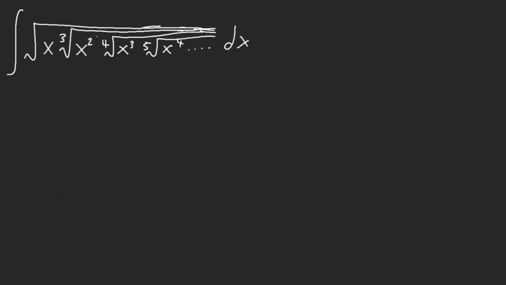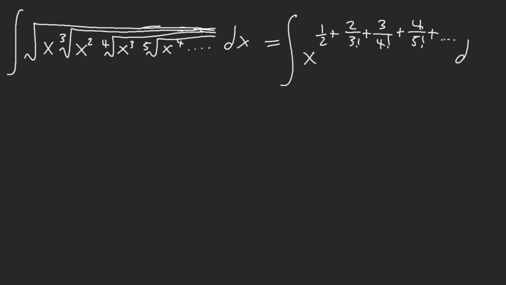Apply the same thing. This is a very similar infinite function, right? So you apply the same thing pretty much. So let's go ahead. We'll turn this into exponential form. This is 1/2 plus, and then we have 2 over 3 factorial, and we have 3 over 4 factorial, we have 4 over 5 factorial, and so on. We already know where this is going.